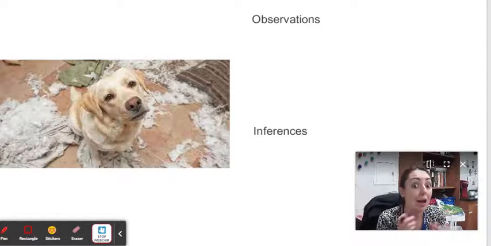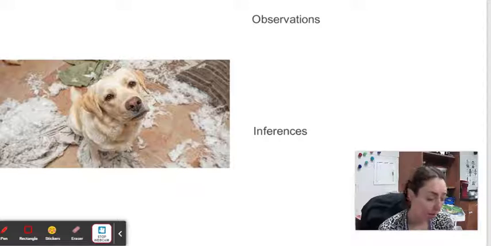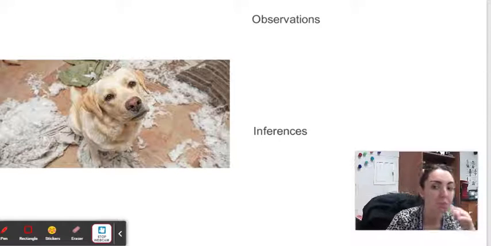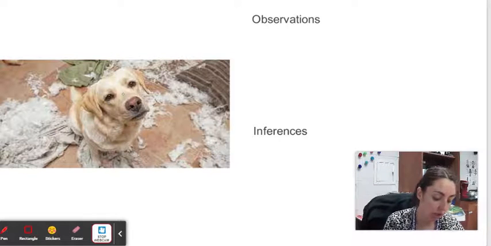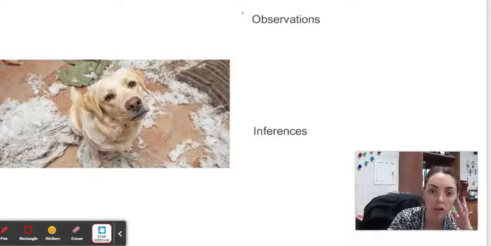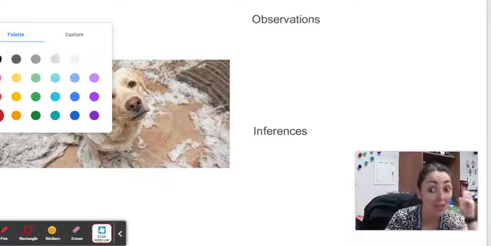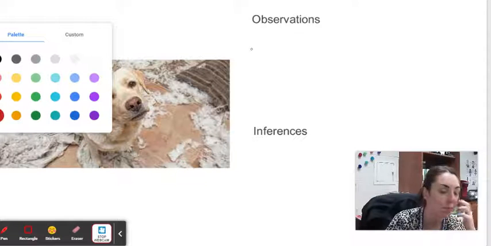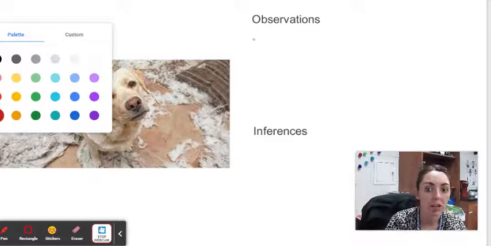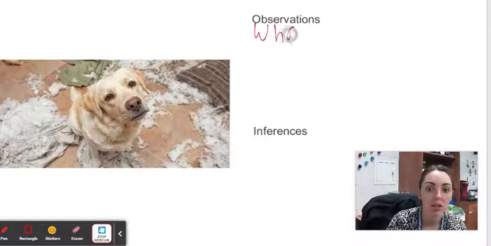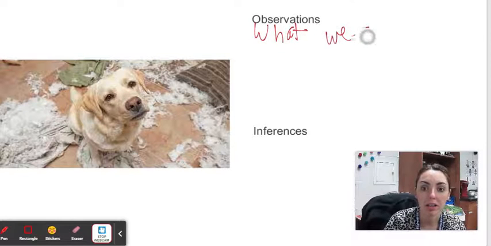All right, so we're talking about observations and inferences, which is Lab 1A. So here we've got this dog. And remember, observations are what we can see. Now, what we think, we want to decouple what we think is happening from just what we see. So observations are what we see.